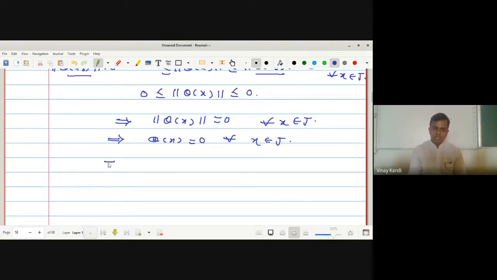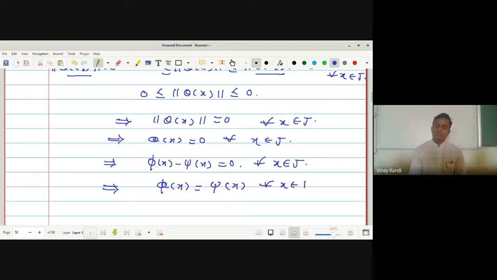Okay, it implies that phi of x minus psi of x. What is the value of theta? Phi of x minus psi of x is equal to 0 for all x belongs to J. It implies theta of x is equal, sorry, phi of x is equal to psi of x for all x belongs to J.